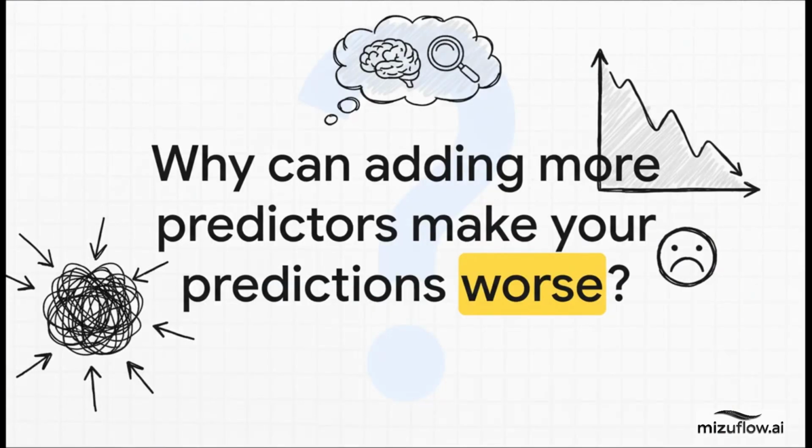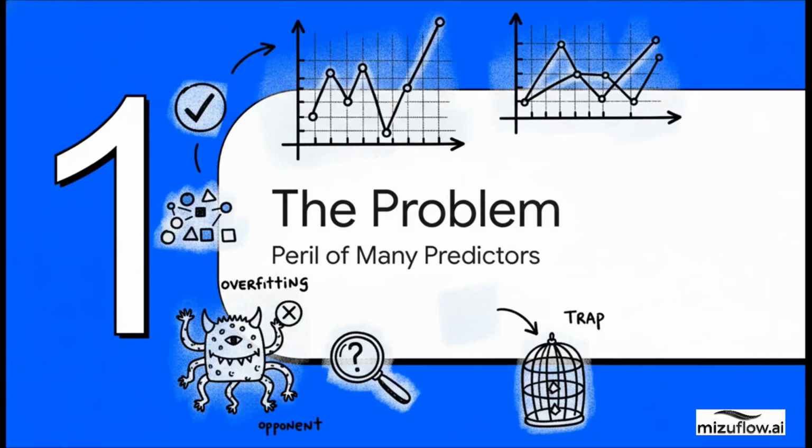Okay, let's just jump right in with a question that feels, well, totally backward. You'd think more information is always a good thing, right? But here's the crazy part. In statistical modeling, just piling on more and more predictor variables can actually make your model's performance tank. How on earth is that possible? Let's find out.